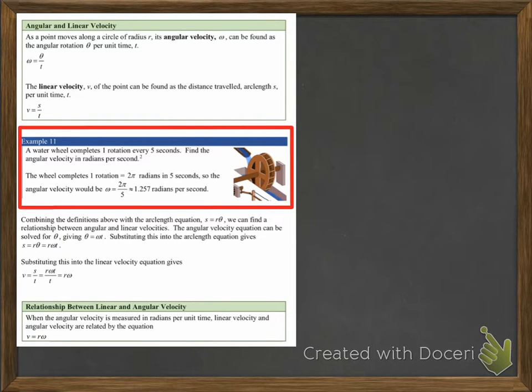So, now I want to talk about angular and linear velocity. This is something that might be brand new for some of you. If you've ever taken a physics class, you'll probably know a little bit about this and maybe recognize some of the equations. As a point moves along a circle of radius, its angular velocity can be found as the angular rotation theta per unit of time, t. This w in the equation is read as omega in the Greek alphabet. So this guy is omega.